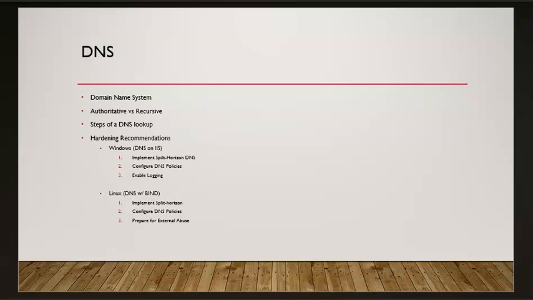So next we'll go over DNS. DNS actually stands for Domain Name System, and it's commonly referred to as the phone book of the internet. DNS servers translate our commonly known and used domain names such as google.com to IP addresses that are unique to those specific hosts. There are authoritative and recursive DNS servers, so we can go over both of those.